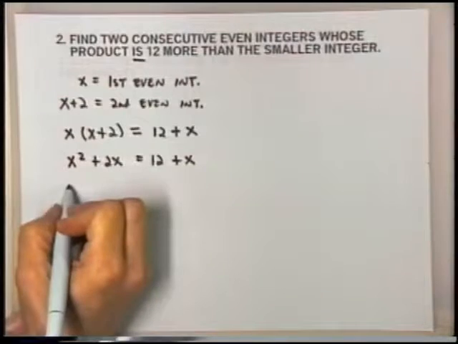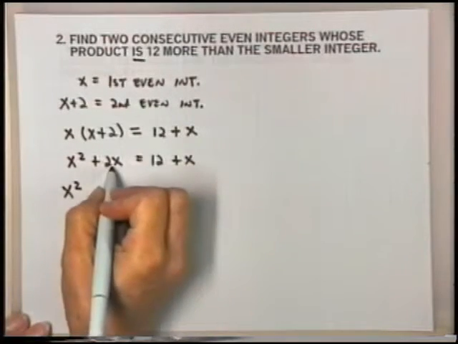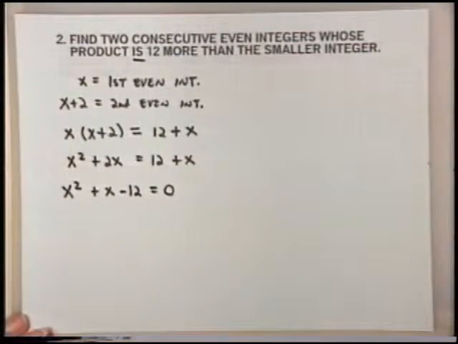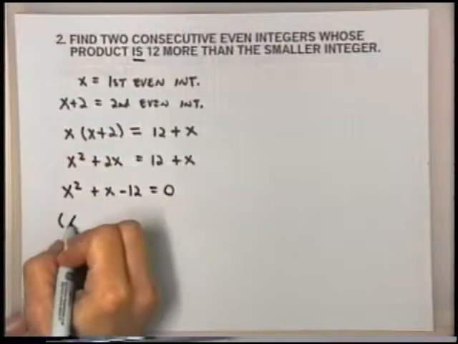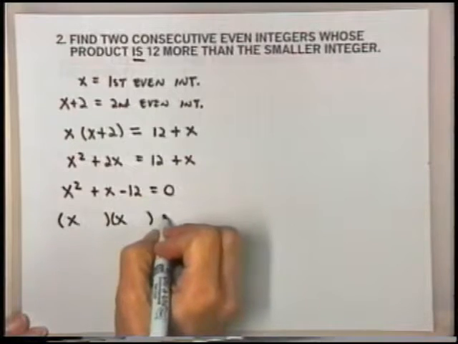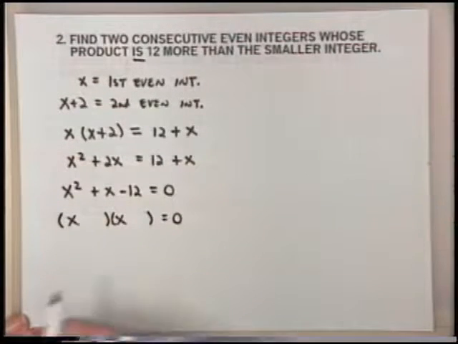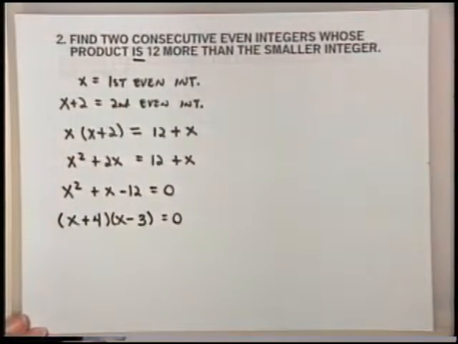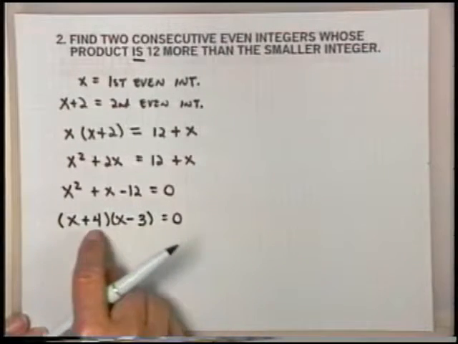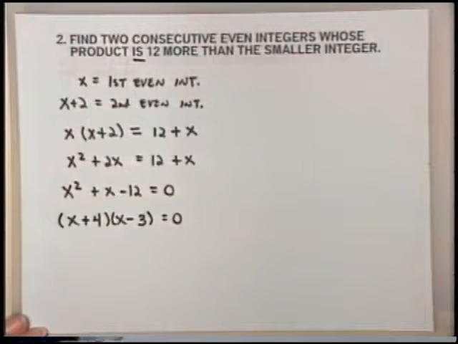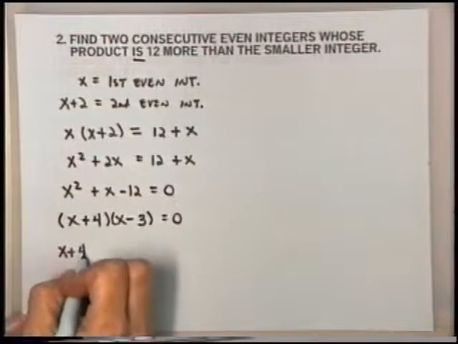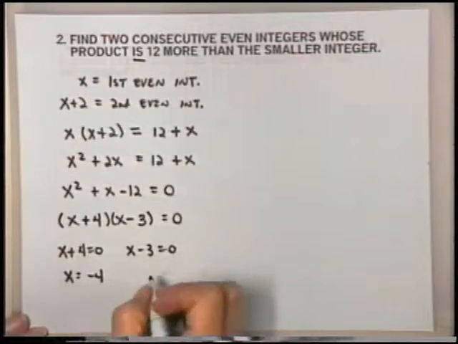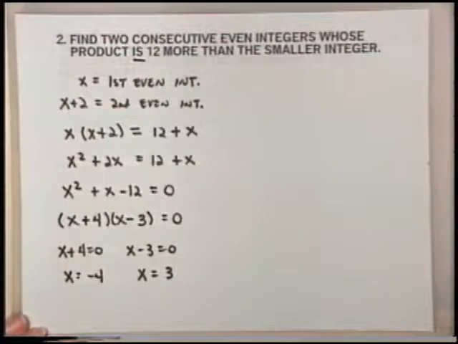Since this is quadratic, we will put this in standard form. X squared, x subtracted from 2x gives me a plus 1x. Subtract 12 equals 0. I'm ready to factor. I will have x times x. I will need opposite signs. I'm trying to get a plus 1 in the middle. So if I use 4 and 3, with a plus sign on the 4 and a minus sign on the 3, I have negative 3x plus 4x is 1x, and I have my negative 12. Setting these factors equal to 0, and then solving them, I have x equals negative 4, or x equals 3.